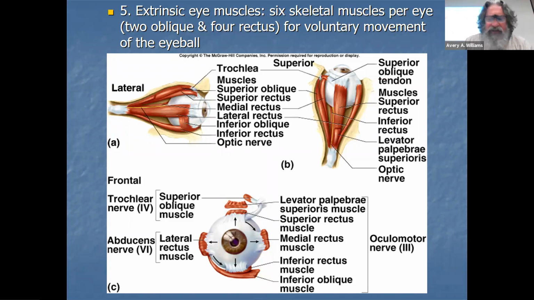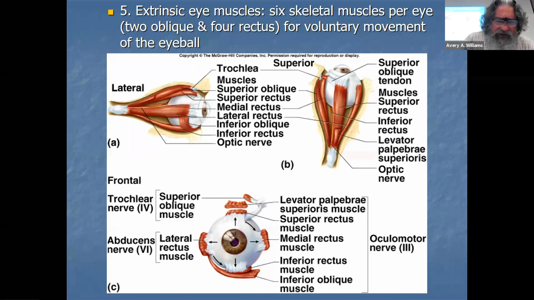Here, I tell you that there's a total of 6 skeletal muscles per eye. There are 2 oblique muscles and 4 rectus muscles, all for voluntary movement of the eyeball. We talked about these when we were talking about the cranial nerves. Remember, there are 3 cranial nerves associated with voluntary movement of the eye.